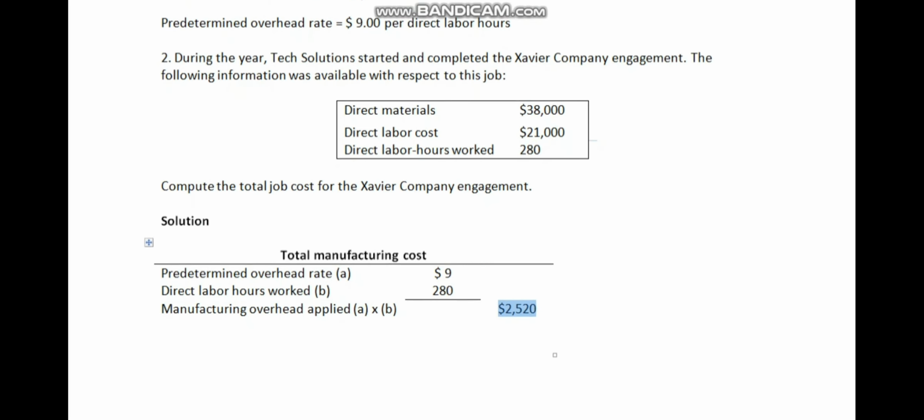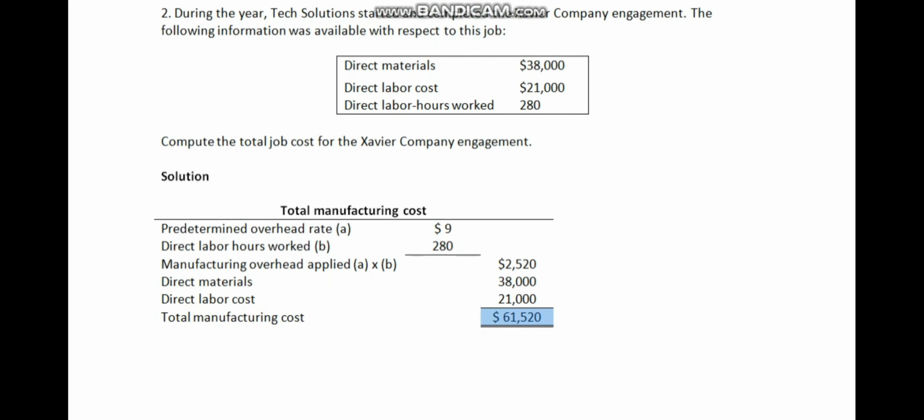And the next thing we need is direct materials, which is given here, 38,000. The next is direct labor cost, which is 21,000. Now I'm going to add these three to get a total job cost of $61,520.